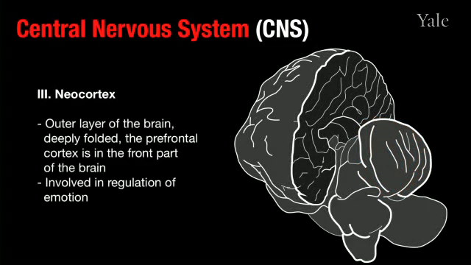And third is the neocortex. This is the outer layer of the brain, as you can roughly see here, deeply folded and grooved. Here the prefrontal cortex is in the front part of the brain, and we think of this as the prefrontal cognitive control region. So this is thought to be involved in the regulation or control of emotion.